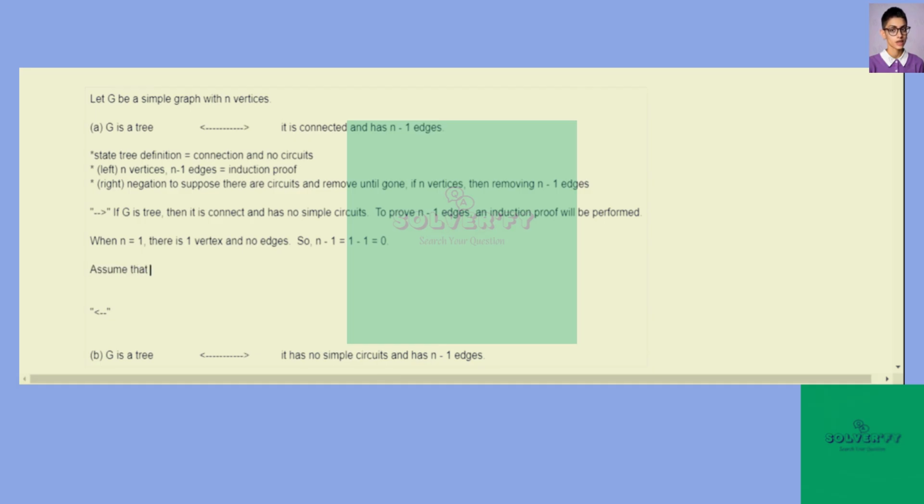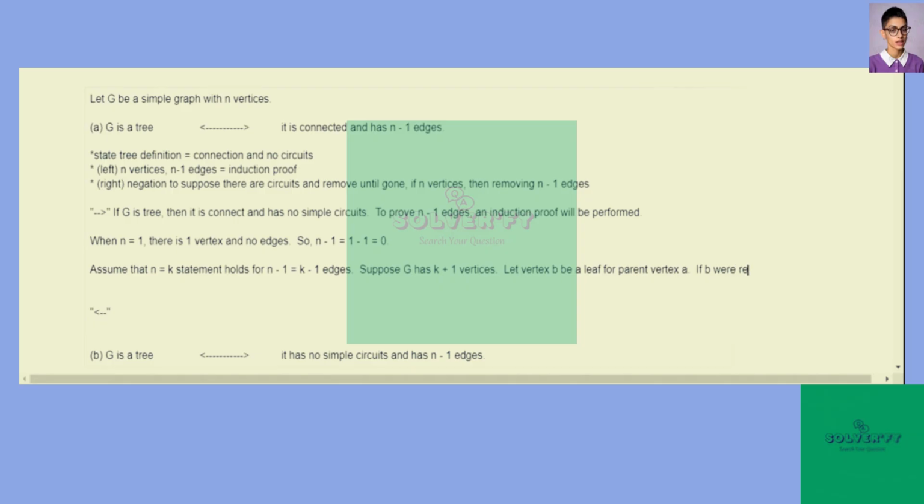We want to assume that the n equals k statement holds, for k minus 1 edges. Suppose G has k plus 1 vertices. Because I want to show that if I remove a vertex, it's going to become k vertices, which would then be k minus 1 edges. So I'm going to let vertex B be a leaf for parent vertex A.